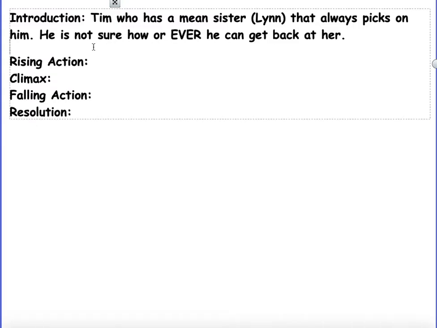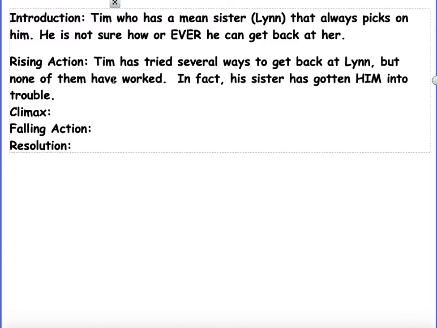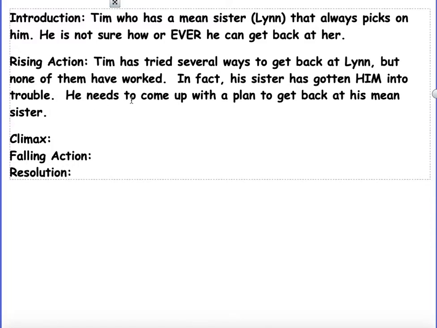So the next section is the rising action. And if you'll recall, this is where the problem gets worse, okay? Tim has tried several ways to get back at Lynn, but none of them have worked. In fact, his sister has gotten him into trouble. He needs to come up with a plan to get back at his mean sister. Okay? Again, very short, very simple, just the basic idea of what I want to have in that rising action section. Well, how does my problem get worse, and what does that main character do about it?